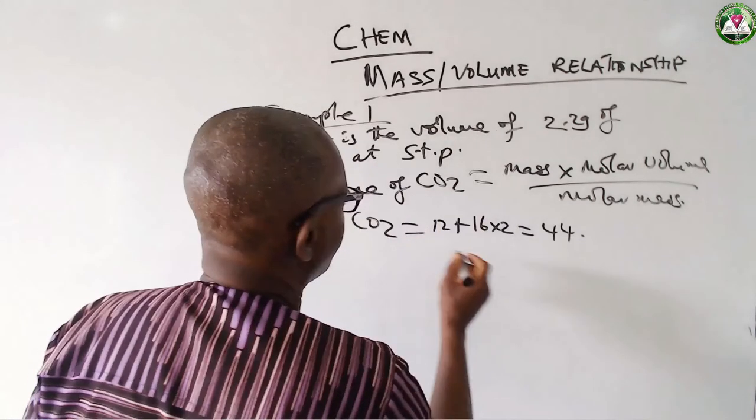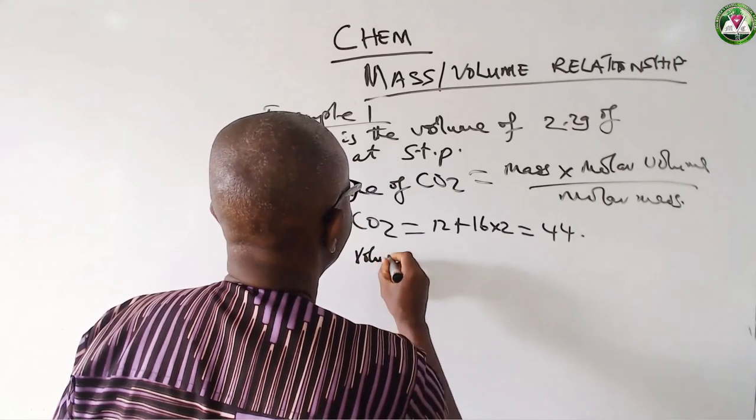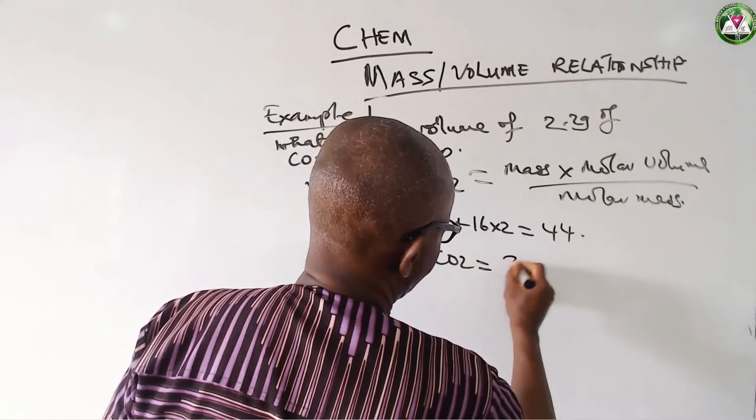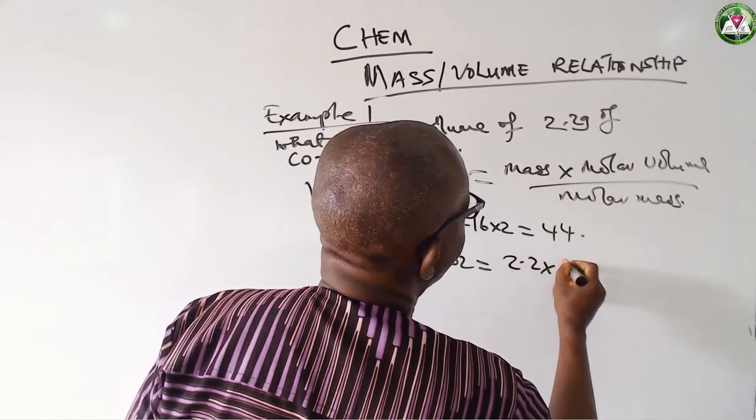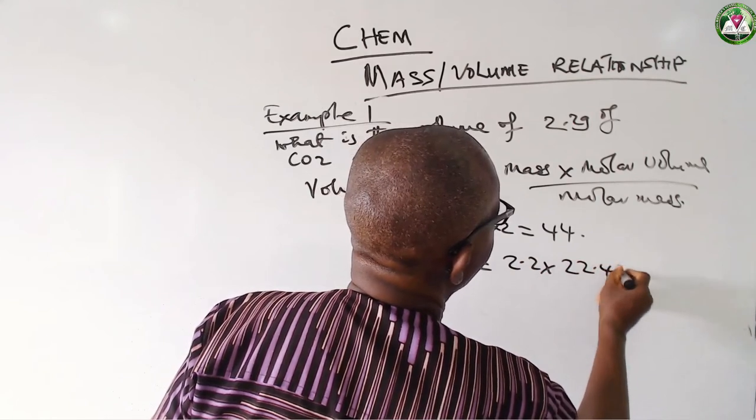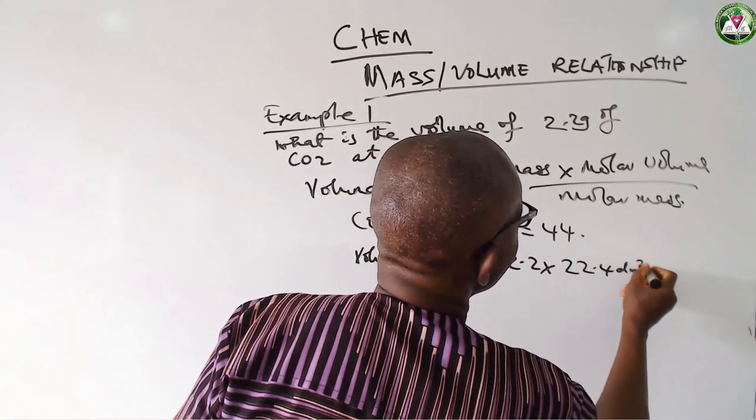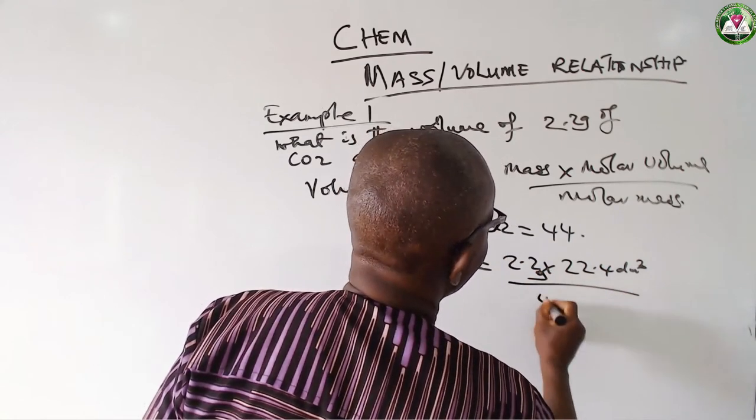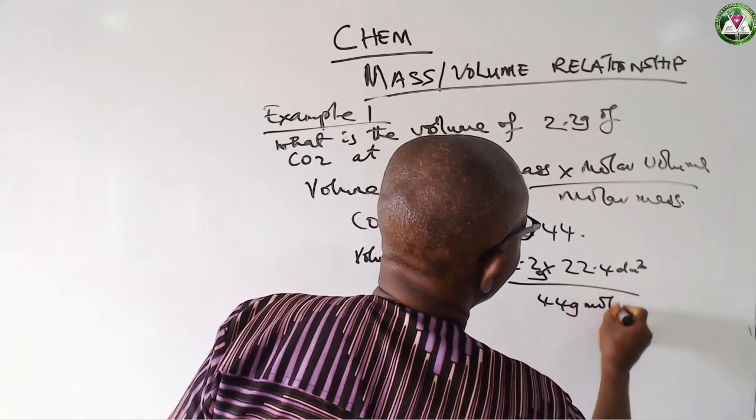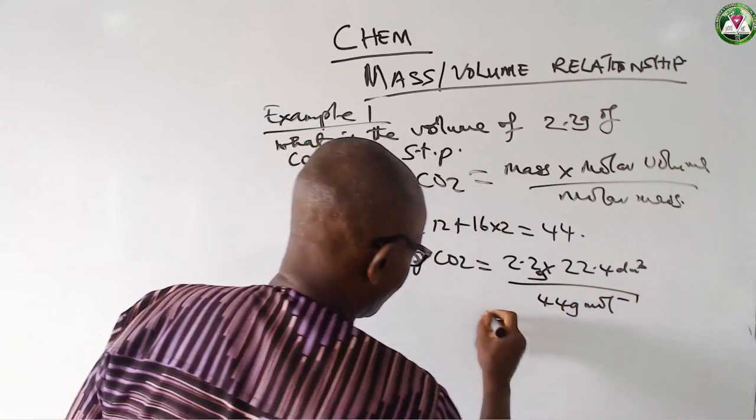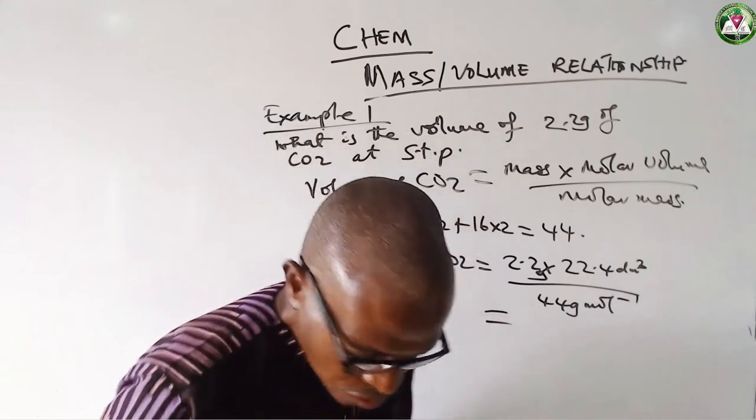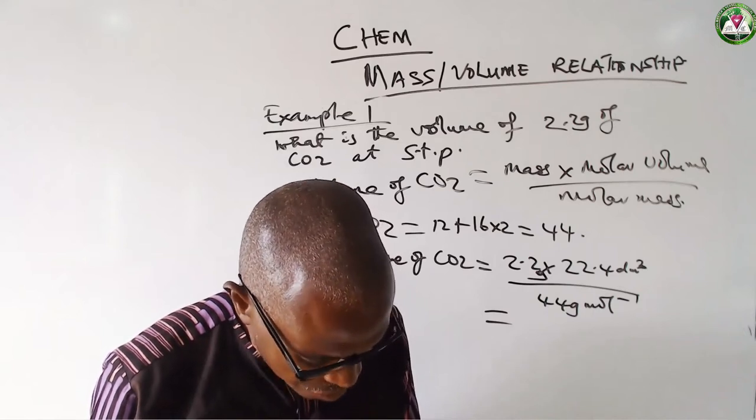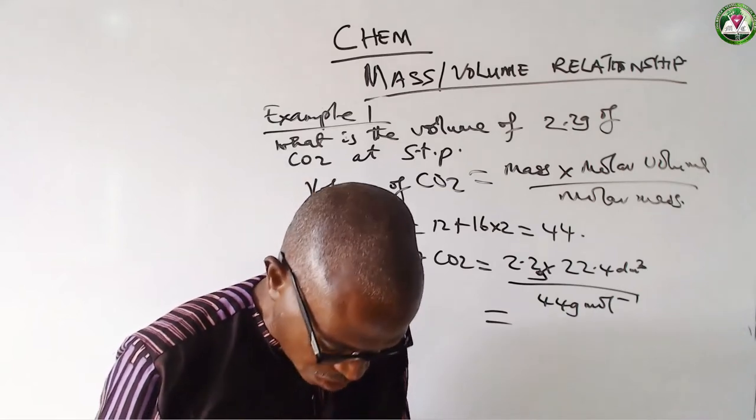Therefore, what we now have is that volume of CO2 is equal to mass 2.2 multiplied by molar volume 22.4 dm cubed. The mass here is in gram, divided by molar mass, 44 gram per mole. When you solve this, use your calculator.